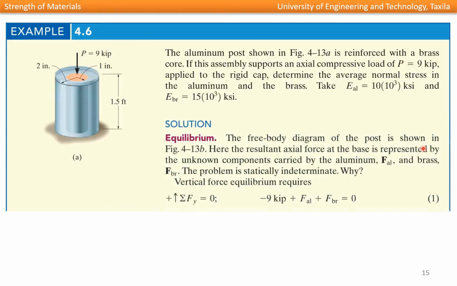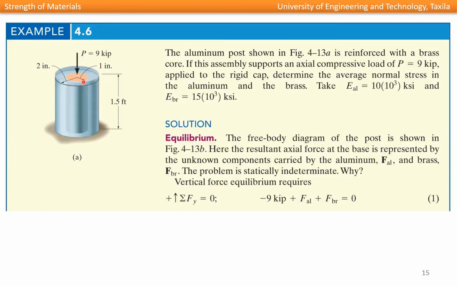So first we will apply the equations of equilibrium. The free body diagram of the post is shown in this figure. Here the resultant axial force at the base is represented by the unknown components carried by the aluminum, which is FAL, and brass, FBR. The problem is statically indeterminate. Why? Here this post is fixed at the bottom, but it is free at the top. So it is not indeterminate because of extra support reactions.